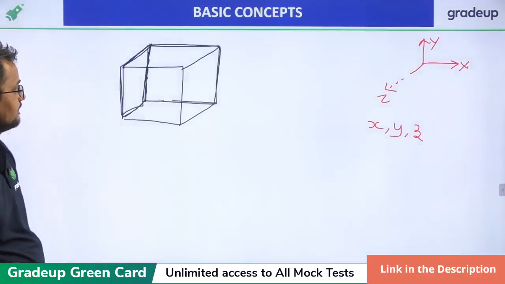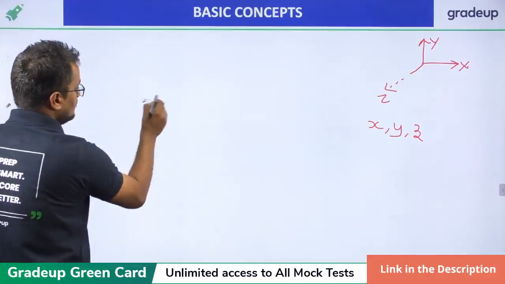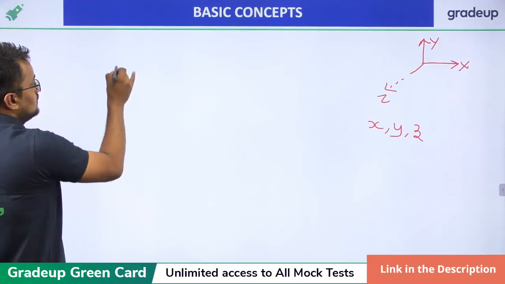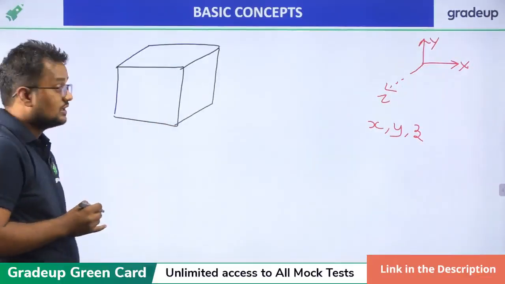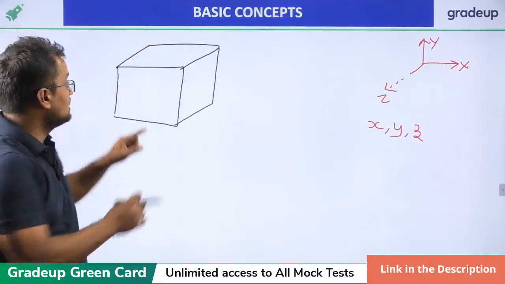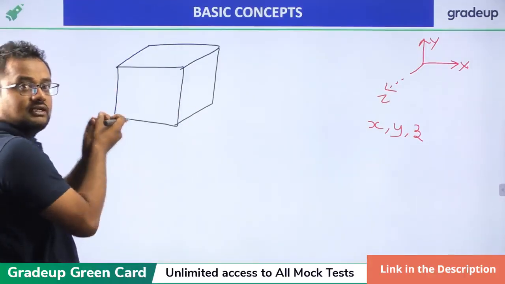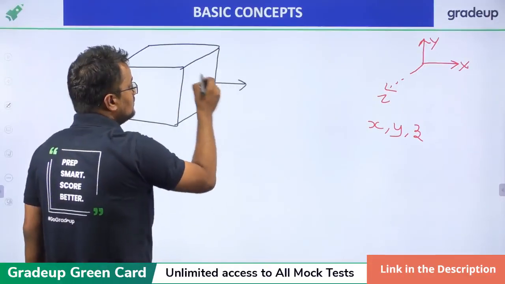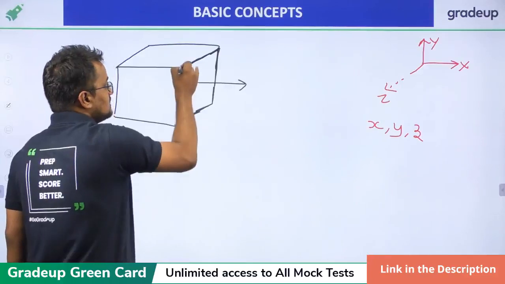Now let me draw this figure again so that you will have better visibility. This is X plane, outward normal to it is in X direction. This is Y plane, outward normal to it is in Y direction. And this is Z plane because the outward normal to it is in Z direction. Now I am denoting stress on this. So on this face I am denoting stresses first.